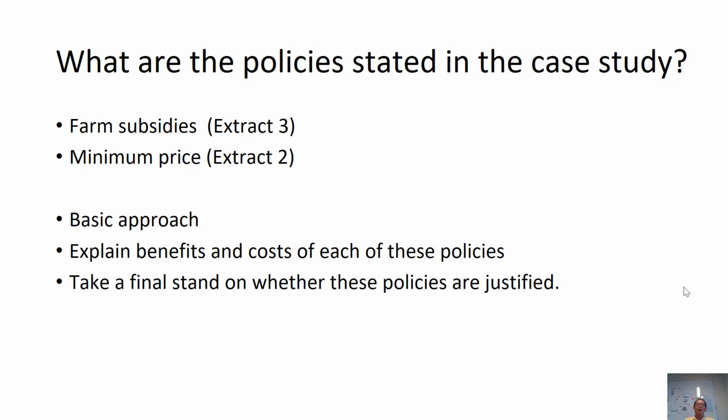So let's ask, what are the policies stated in the case study? You shouldn't be making up your own policies, of course. You must use the policies that are in the case study. So for this case, as I've said, extract 3 is about farm subsidies, while extract 2 is about minimum price. So the basic approach is this. You are to explain the benefits and costs of each of these policies, the farm subsidies as well as the minimum price. And finally, your conclusion, your synthesis, should take a final stand on whether these policies are justified or not justified.